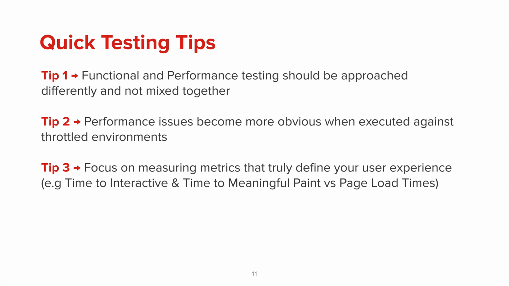Additionally, performance issues become way more obvious when they're executed against throttled environments. There are ways to run tests on SaaS under throttled conditions, and if you're very serious about performance, you would probably default your performance tests against some sort of throttled environment. This way, if there is a performance problem, it's definitely going to be magnified and captured as part of the regression detection algorithm. And lastly, it's very important to focus on metrics that truly define your user experience. As I mentioned, just looking at page load time might not be enough. Focusing on time to interactive, time to first meaningful paint, and maybe even performance score could be a great place to start to make sure that your users are getting consistently great experience with each release.